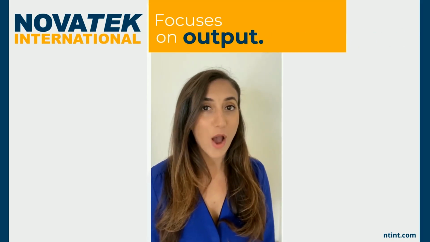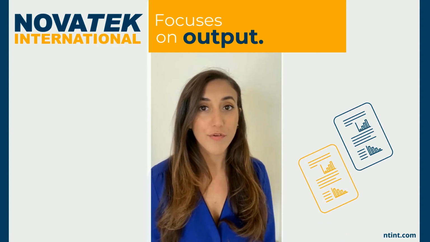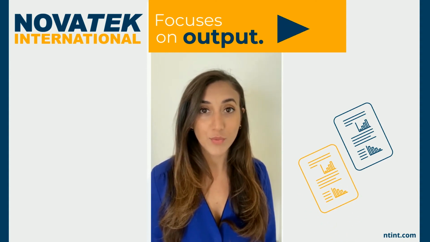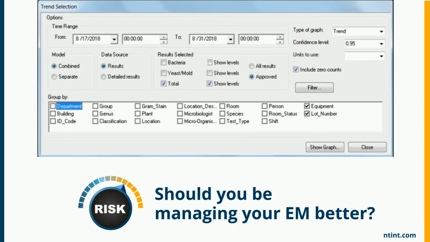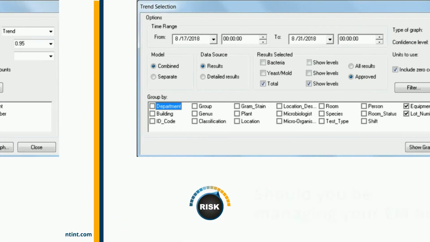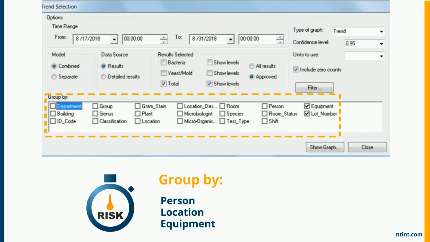Novatek focuses on output, which means that your quarterly reports and trends can happen very quickly by using saved reports and queries. Novatek is the market leader when it comes to environmental monitoring trending, both for state of control routine monitoring, as well as data analysis for root cause during excursions. You can trend on any time period using various types of graphs, and for any of the parameters that may affect contamination, such as person taking and handling the sample, location, equipment, shift, different test types.